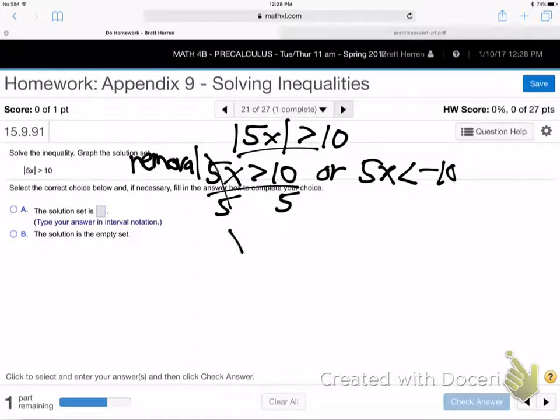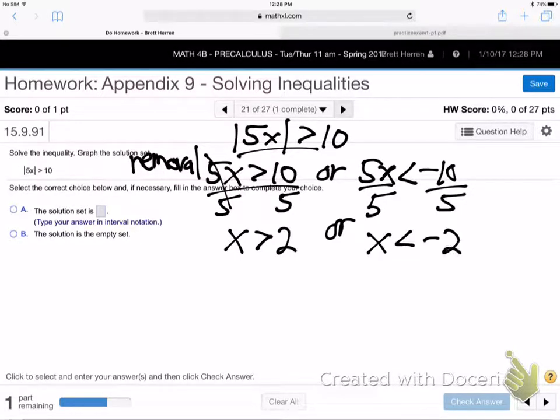I mean, it makes some sense here. I just missed that part. 2, and then this last one, 5. And then this is x less than negative 2. So there's our answer. Oh, yeah, they want interval notation. Do you guys know what that means on the number line? You don't have to do number line, but it might help.